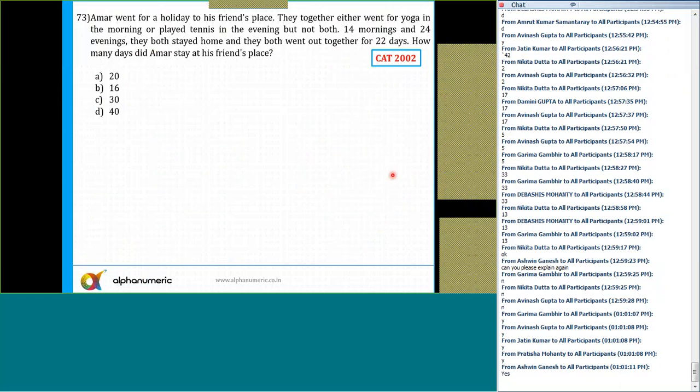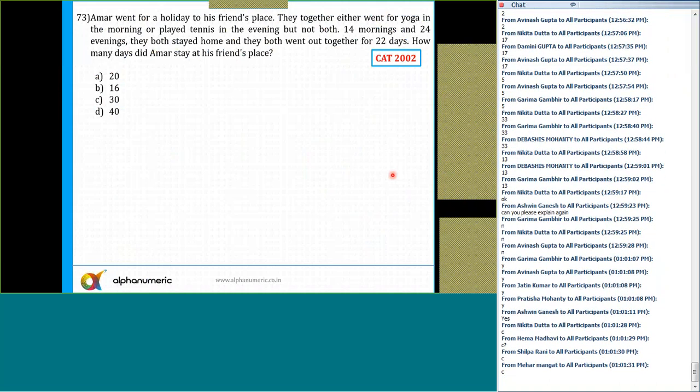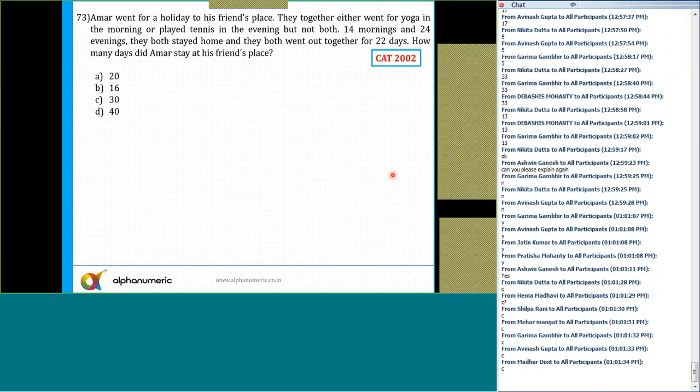Question 73, a very, very important question. It is asked in CAT as well as IIFT, XAT, JMET, name any exam, you can find this question. What is the answer for this question? Please tell me now. Option number C. Okay, let's see whether it is C or not.